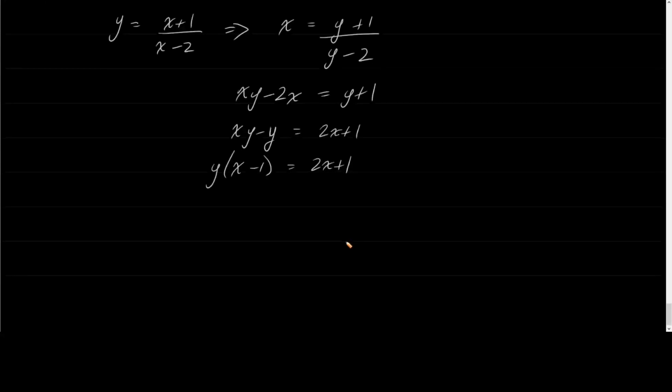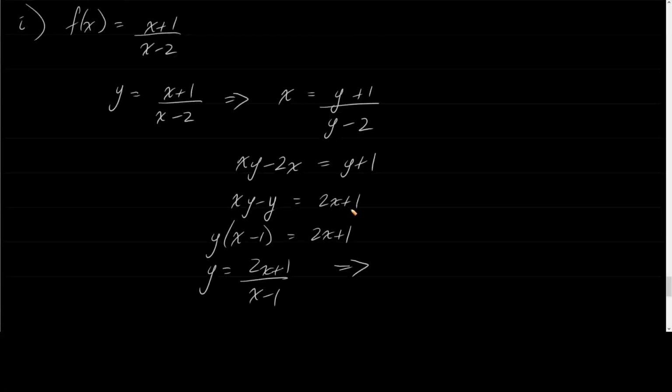And finally, solving for y, I end up with y is equal to 2x plus 1 over x minus 1. My final step here is to write this in function notation, so I can say here that f inverse of x is 2x plus 1 over x minus 1. All right. And that is the end of 1.9.